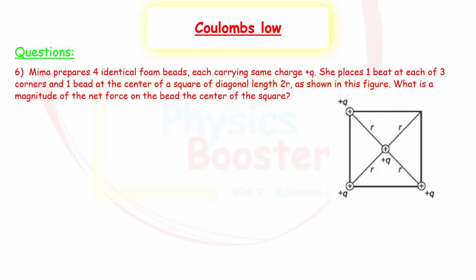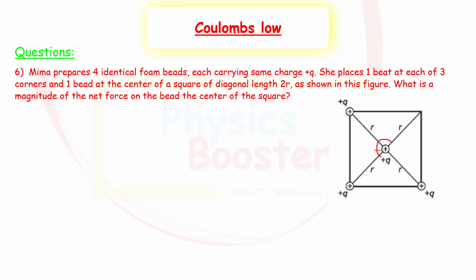It says here Mima prepares 4 identical foam beads, each carrying the same charge, positive Q. She places 1 bead at each of the 3 corners and 1 bead at the center of the square, which has a diagonal length equal to 2r. As shown in the figure, what is the magnitude of the net force on the bead in the center of the square? So actually it's straightforward, although it's a long question.